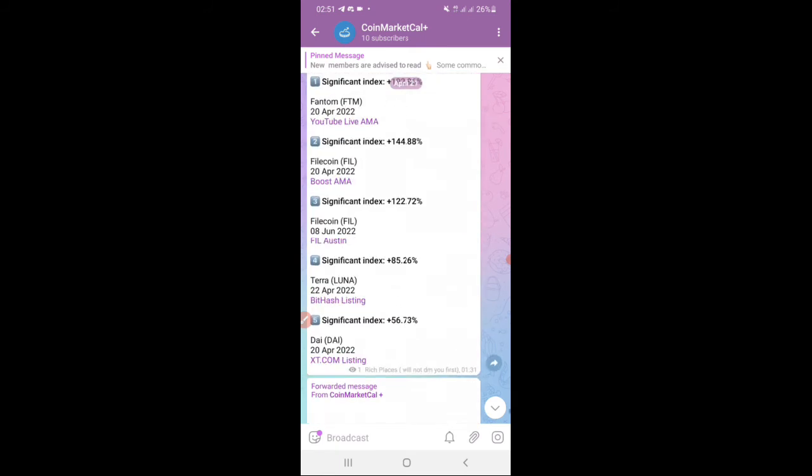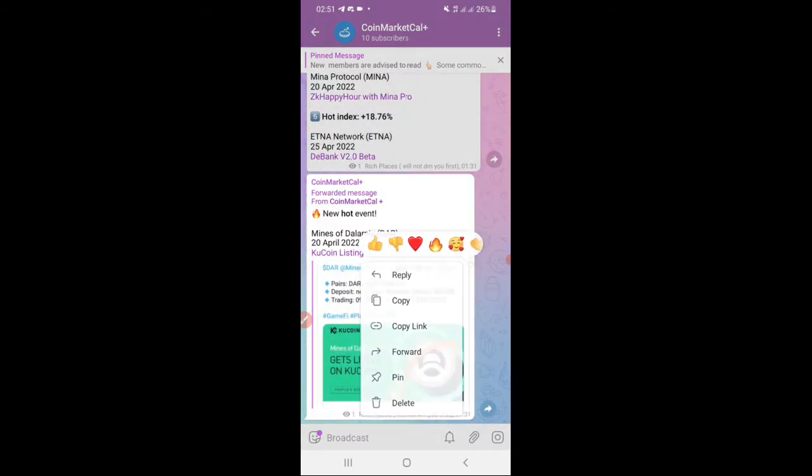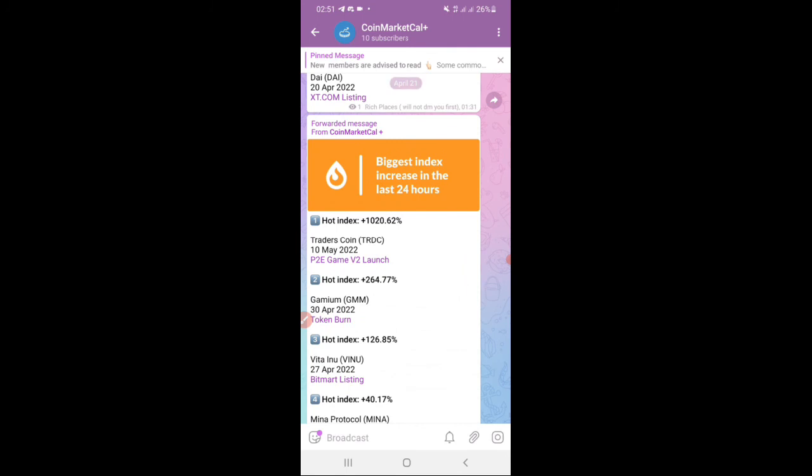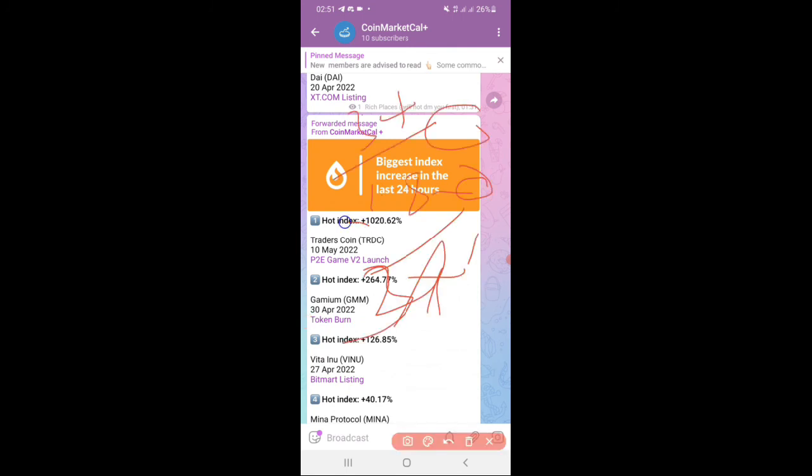For example, there's also a token that I saw. There's an event that is coming on. I'll show you what that token has done too. There's a token called Trader Coin.